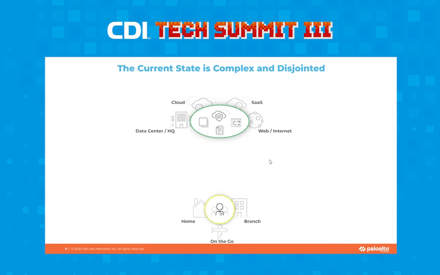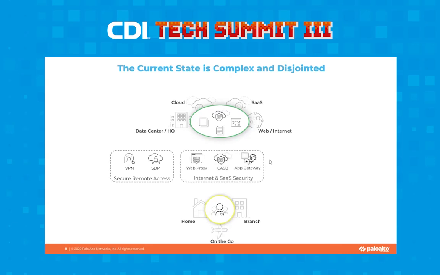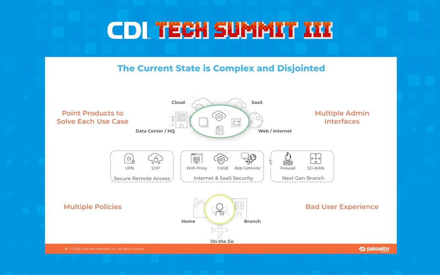So now how do we go about addressing that? Well, the current state that most of you are probably observing or part of right now is a little complicated and disjointed, right? We've got secure remote access with a tool or two or three providing that service. We've got internet and SaaS security. We've got next-gen branch with branch firewalls and/or SD-WAN, something like that.